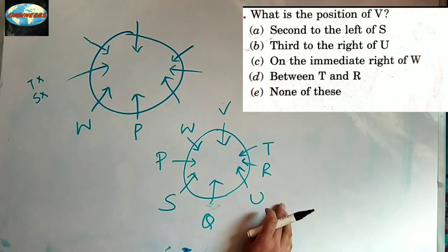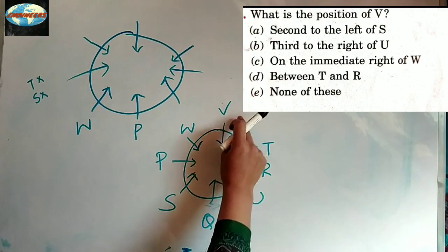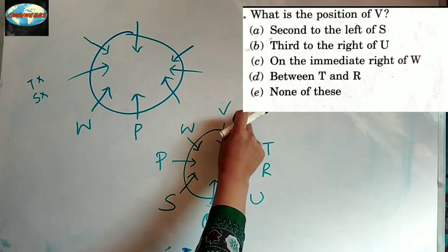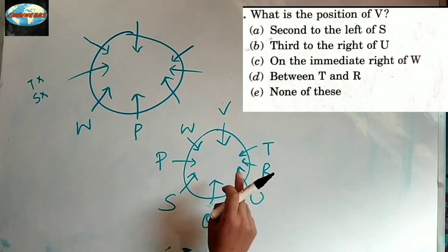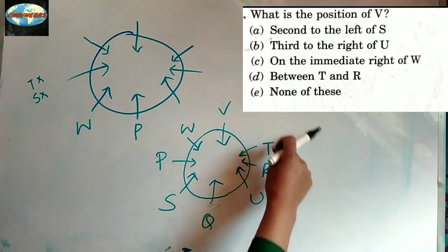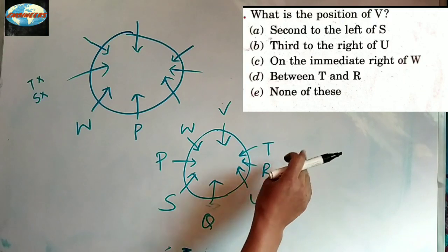And we will also check option number 3. Option number 3 is on the immediate right of W. No, this is to the immediate left of W. Another option we have is between T and R. Between T and R, there is no one. Clearly, there is no one between T and R. This option is also the wrong option.